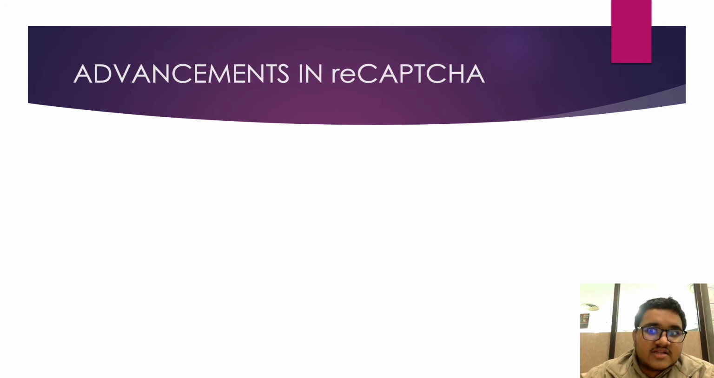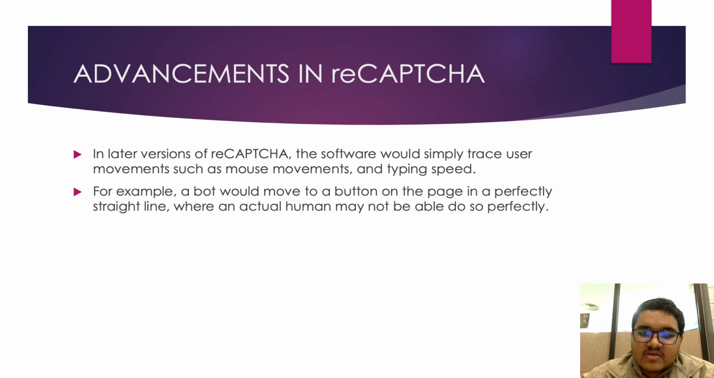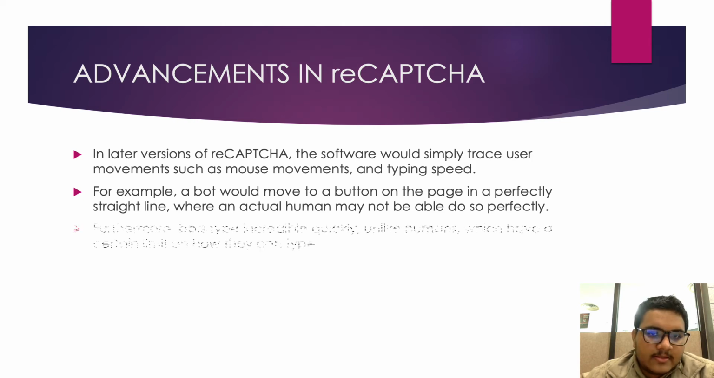Now let us look at some advancements in reCAPTCHA. In later versions of reCAPTCHA, the software would simply trace user movements such as mouse movements and typing speed. For example, bots will be very perfect in their mouse movements and their typing. Bots will not make any typing mistakes, will type very fast, and their mouse movements will also be very straight. Therefore, the CAPTCHA software can track what the bot is doing, and then check based on the user movements whether it is a human or a bot.